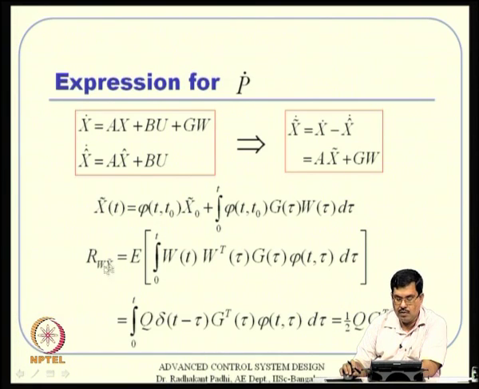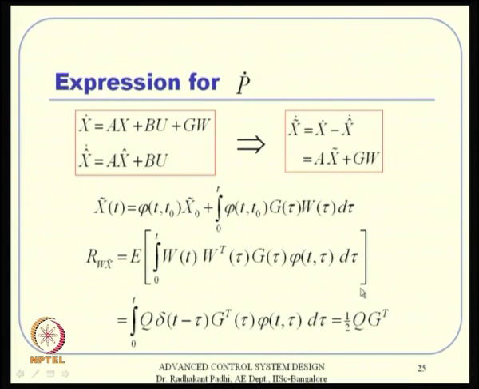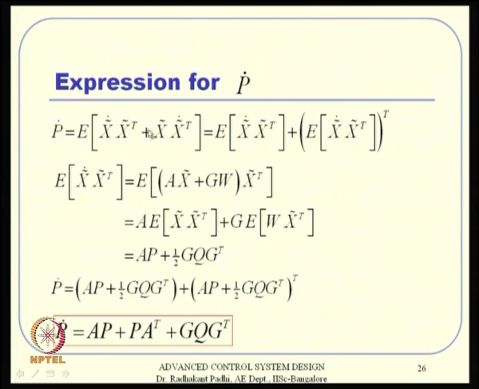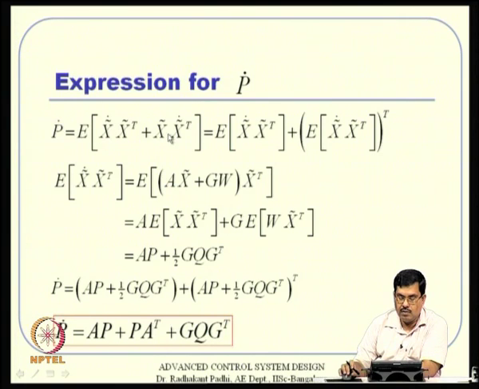So, the covariance matrix for R W tilde will be given something like this. Carry out the expressions and simplify in between, and we will be left with this expression. Now, what do you do with P dot? By definition it is like this: these two terms. You have one term and the same term transposed, and one term we need to derive.